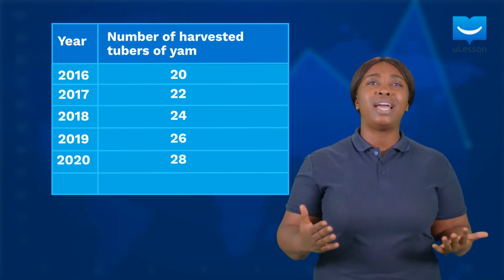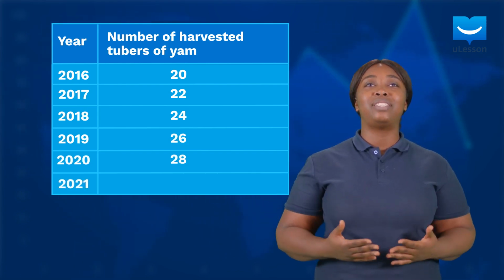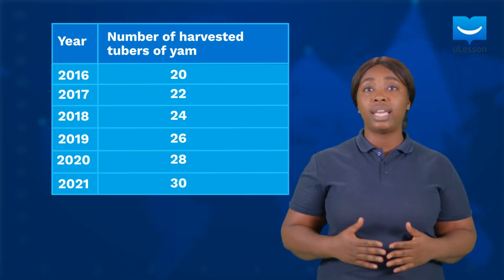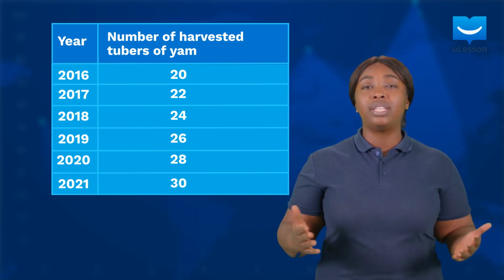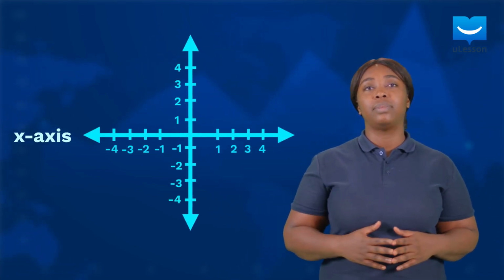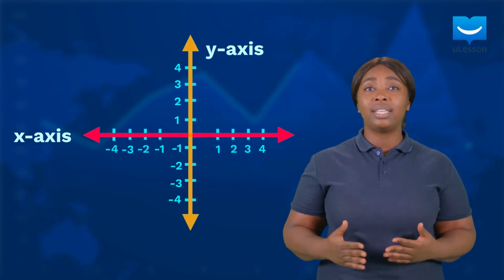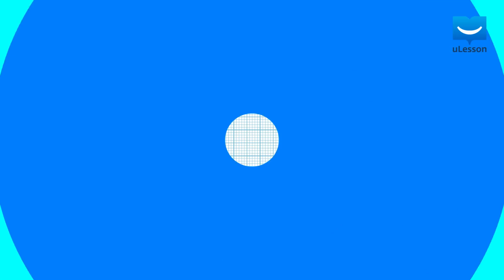And in 2021, we harvested 30 tubers of yam. Using this data, we're able to draw the line graph. But first of all, we need to know and take points of the x and y axis. The x-axis is the horizontal axis and the y-axis is the vertical axis.